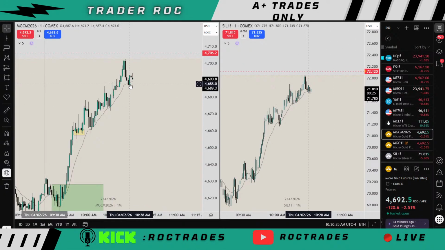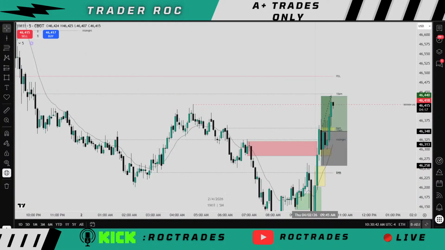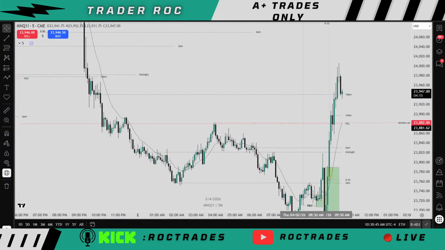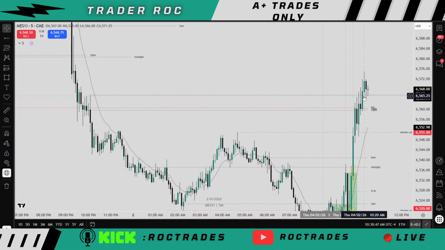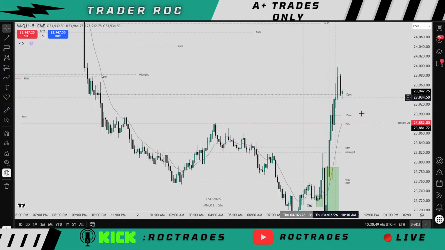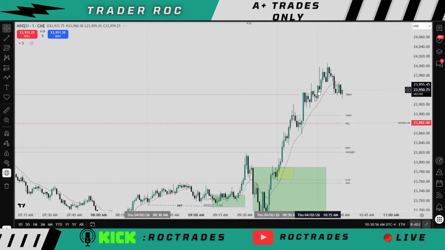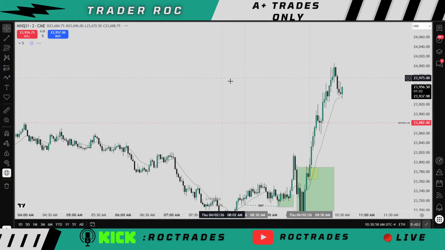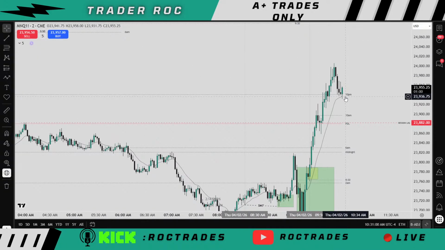You see gold respecting this EMA a little bit here. You could see another pop to take out this 47.06 level. And you notice we are holding over here on the NASDAQ as well. This 10 p.m. level is holding up nicely. 1 minute EMA was broken. 2 minute EMA tapped. And there goes more upside. Nice. Let's go.